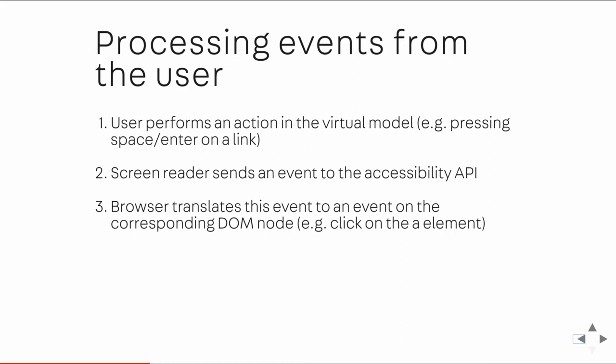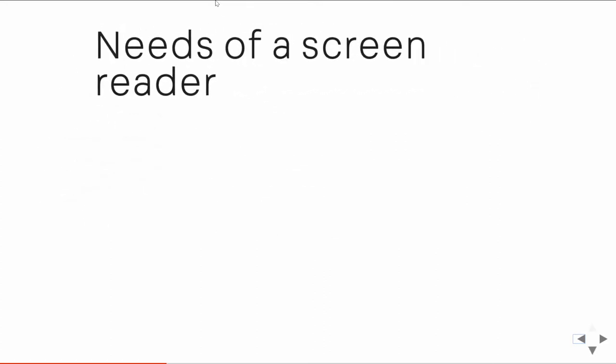Then the screen reader will send an event to the accessibility API. It will go to the specific node in the accessibility tree in the browser, and the browser will translate that event to an event on the related DOM node. For example, that enter key on the link will result in a click on the DOM node of that A element. So that's the other way around how events go through that whole infrastructure. So what does a screen reader need to present this all?